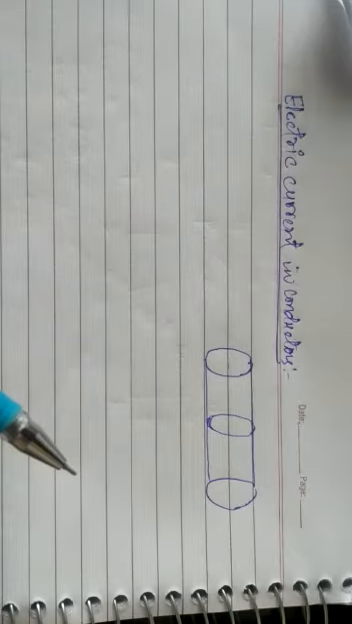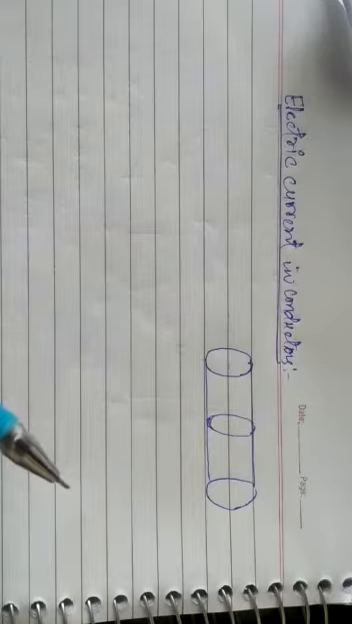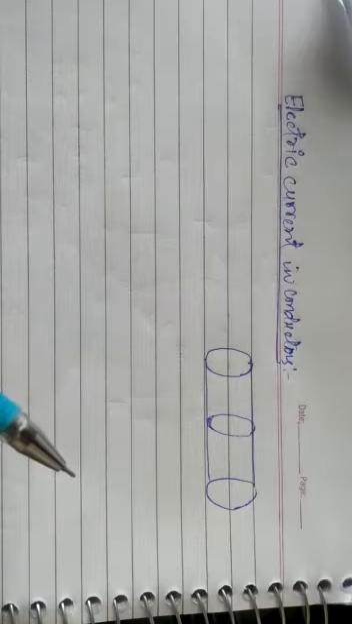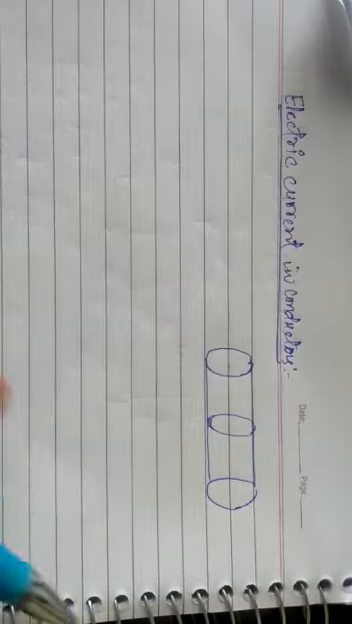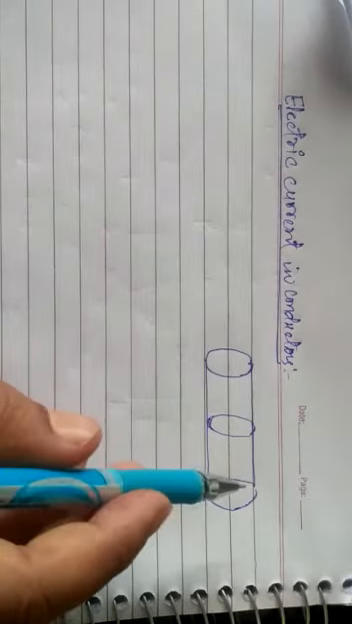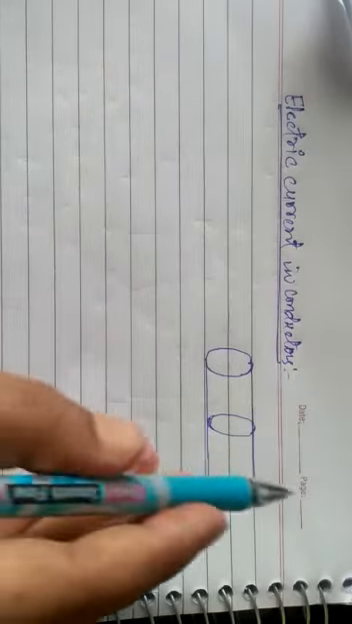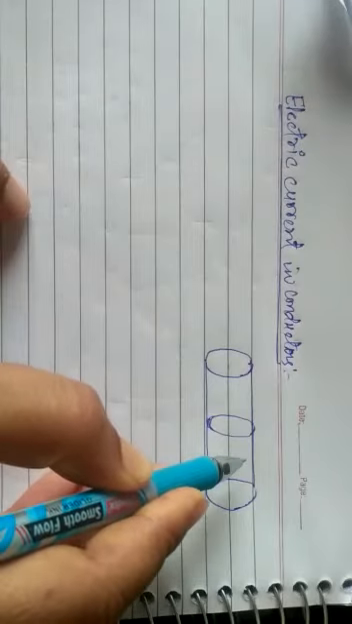Now, in the case of conductors, what do we have? We have free carriers, the electrons. We should also know that in conductors, the atoms and molecules of which they are made up are closely packed, and the valence electrons of the atoms are not attached firmly to the nucleus. That is, there are free electrons.